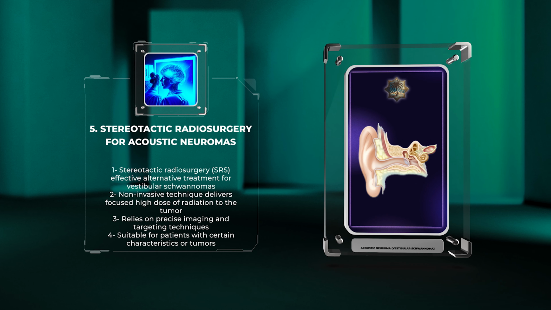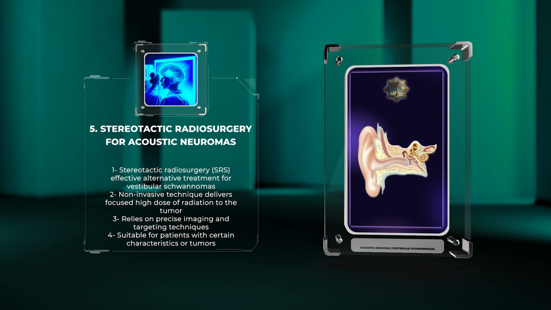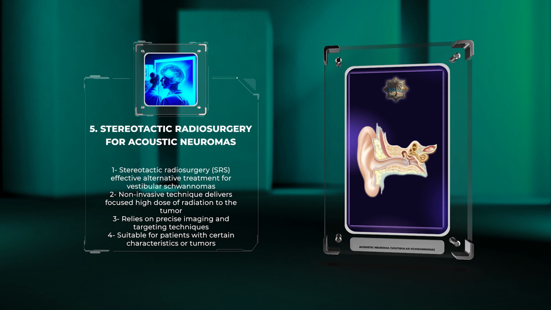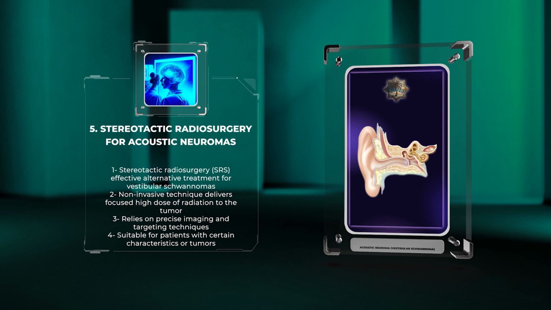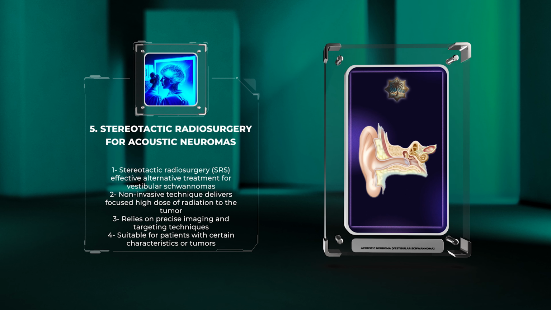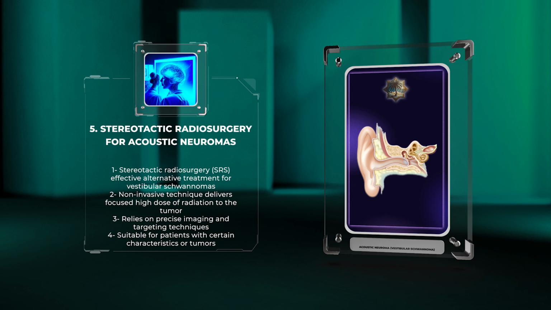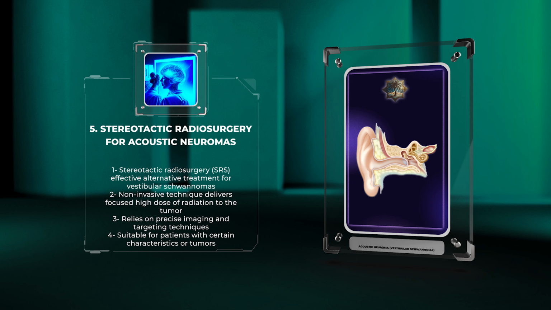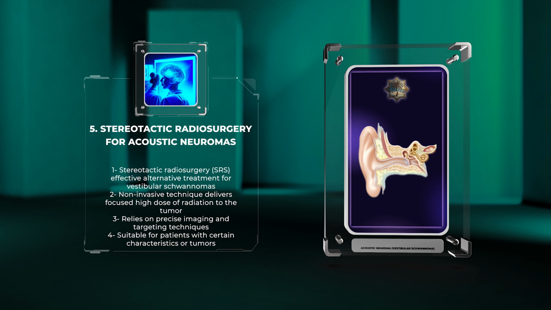This non-invasive technique delivers a focused high dose of radiation to the tumor, aiming to arrest tumor growth while preserving neurological function. This procedure, often performed using a gamma knife or a linear accelerator, relies on precise imaging and targeting techniques to deliver radiation in multiple beams. The goal of SRS is to induce tumor cell death and reduce tumor size progressively over months to years through mechanisms such as necrosis, fibrosis, and vascular changes.